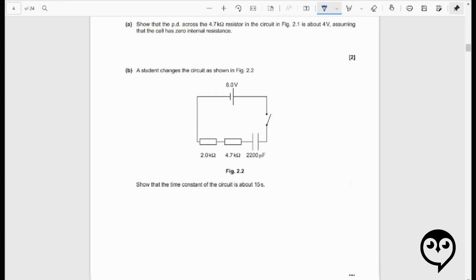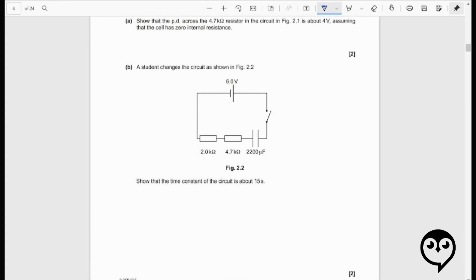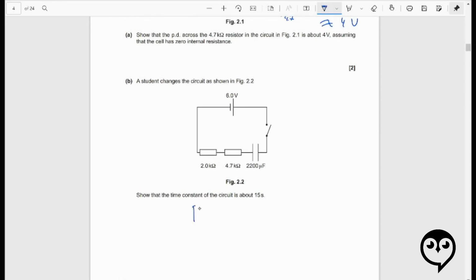Okay, let's move on and see what they're asking about with part B. This time the time constant is 15 seconds. Show that the time constant is 15 seconds. Time constant is RC. The total resistance was 6.7 kilo ohms, and we're going to multiply by 2.2 times 10 to the 3 microfarads, so that's 2.2 times 10 to the negative 3 farads.